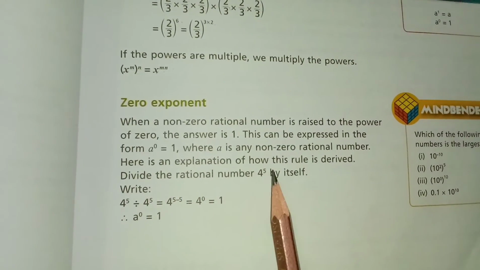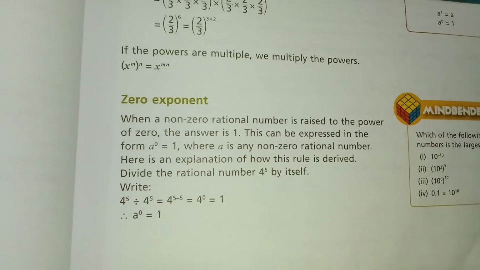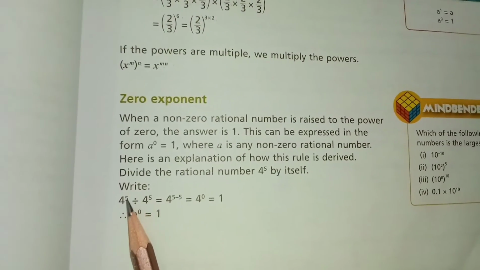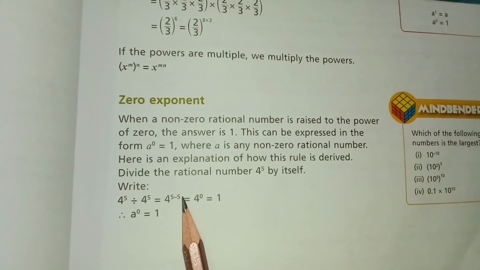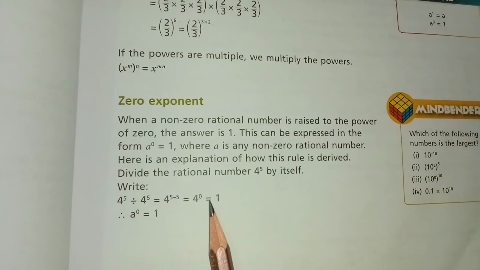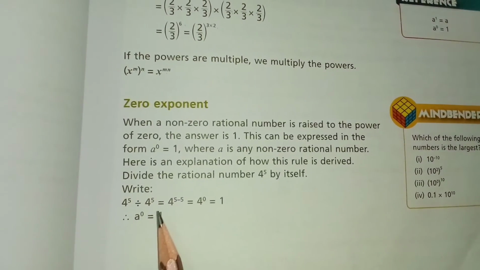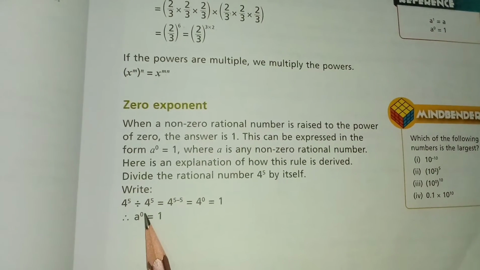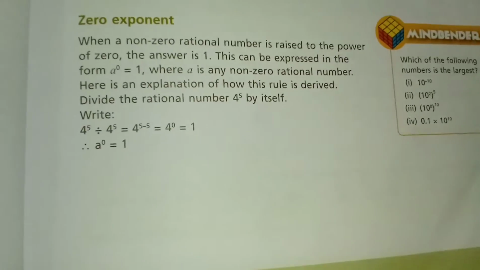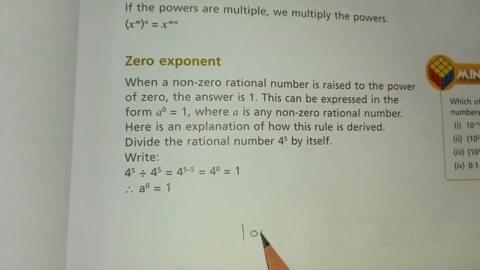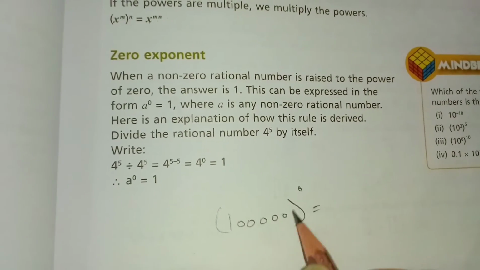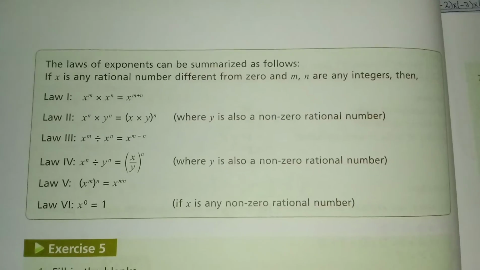Divide the rational number 4 power 5 by itself. So write 4 power 5 divided by 4 power 5. That is equal to, because of the division sign, the powers will be subtracted: 5 minus 5, and 5 minus 5 is equal to 0. So 4 power 0 is equal to 1. So any rational number with power 0 always equals 1. So it means any rational number like this with power 0 also equals 1.